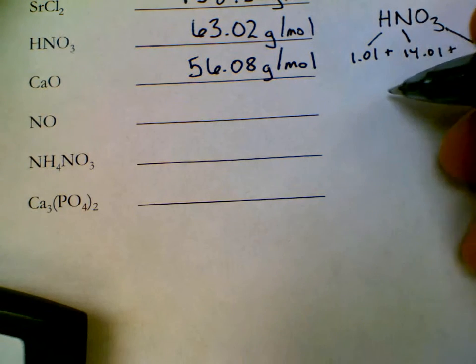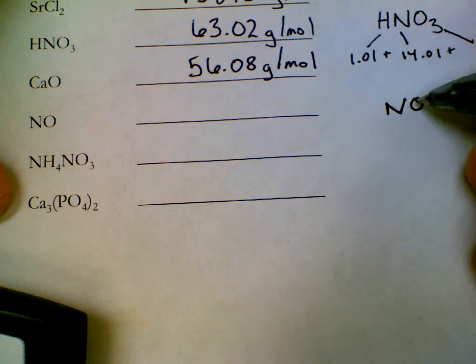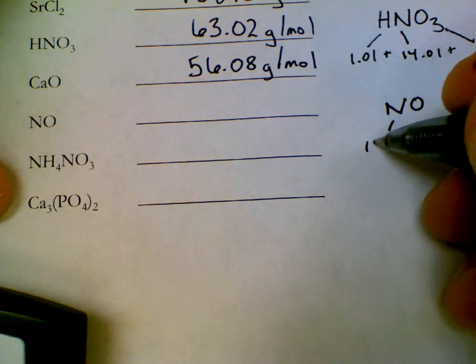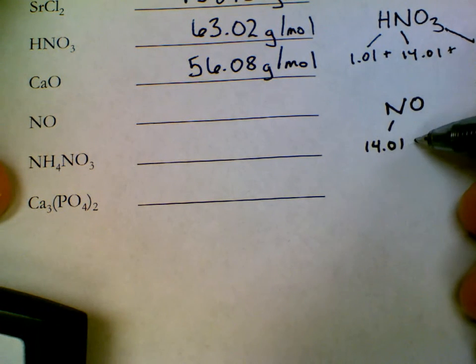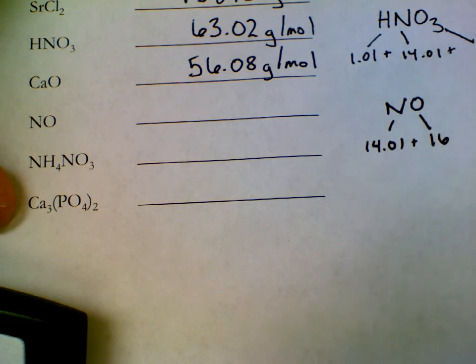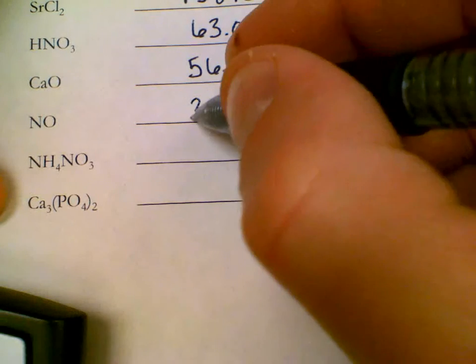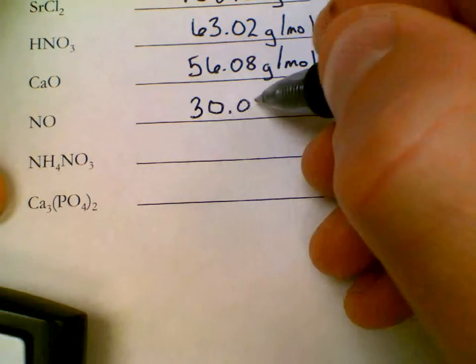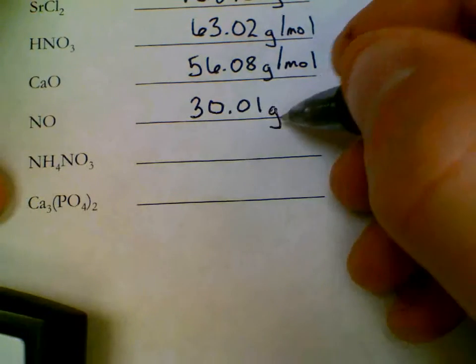Nitrogen monoxide. Nitrogen weighs 14.01, and oxygen weighs 16.00, which gives me 30.01 grams per mole.